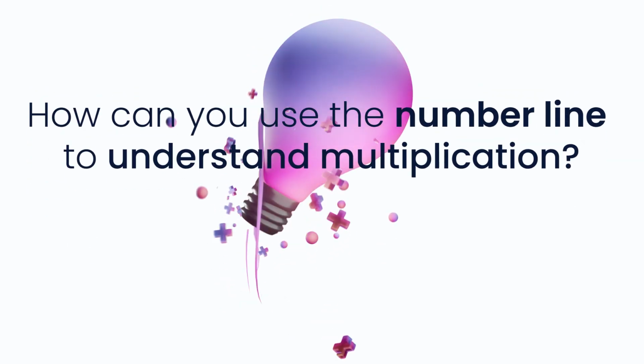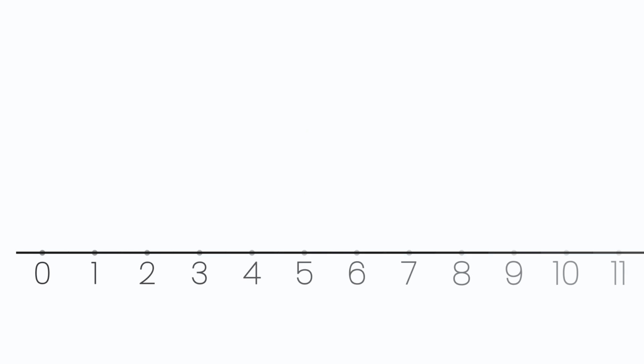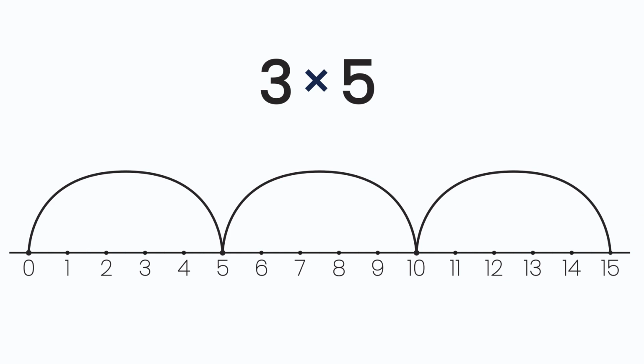How can you use the number line to understand multiplication? The number line is a great tool when you need to understand multiplication. Let's take a look at 3 times 5. On the number line, 3 times 5 looks like this.